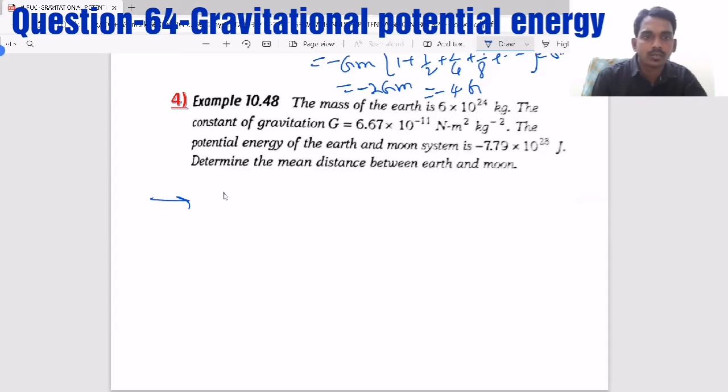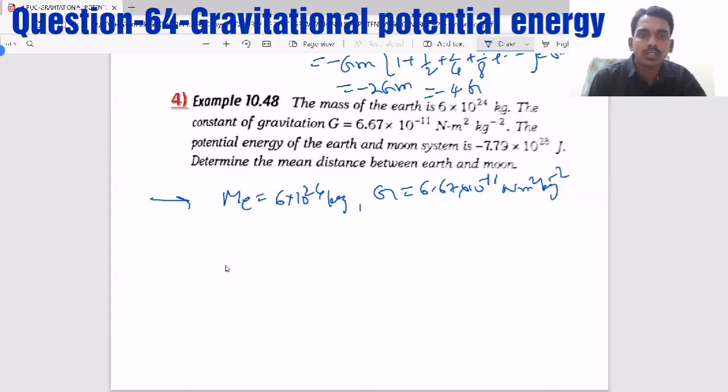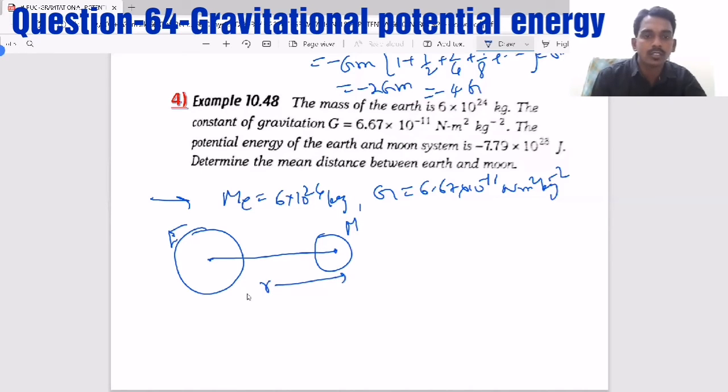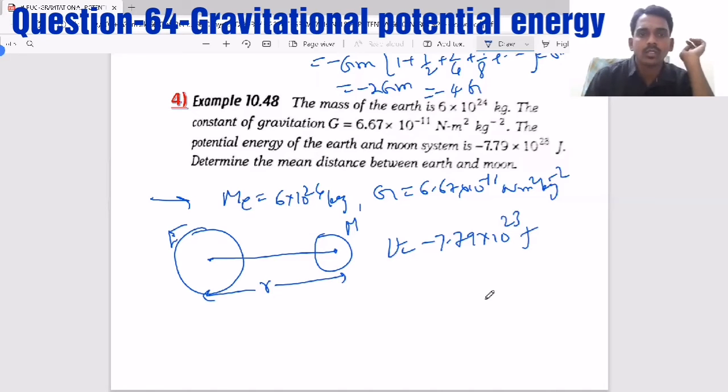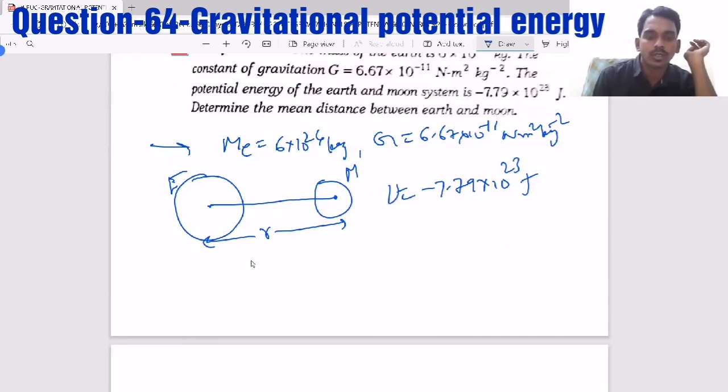Now one more question. The mass of the earth is 6 into 10 power 24 kg. The gravitational constant they have given. Then the potential energy of the earth and moon system is minus 7.79 into 10 power 23 joules. So there is the earth and there is the moon. As they are big particles, you will consider the distance as the distance between their centers of mass. Determine the mean distance between earth and moon. So potential energy is equal to minus G M_E M_m, where M_m is the mass of the moon, divided by R.